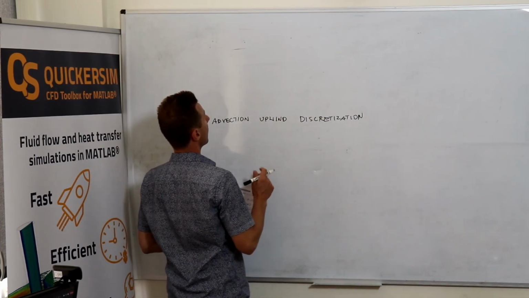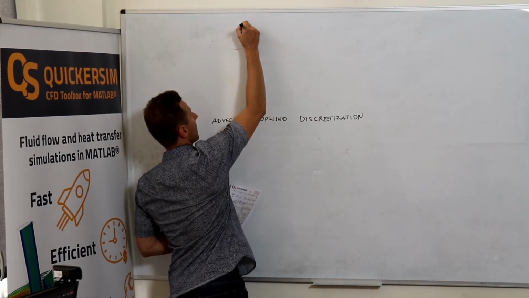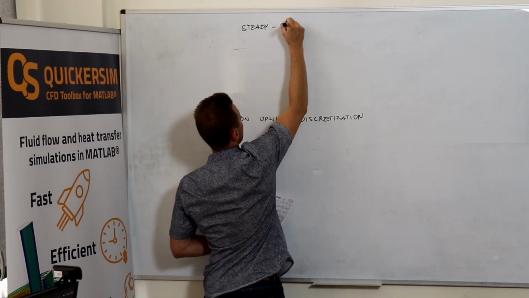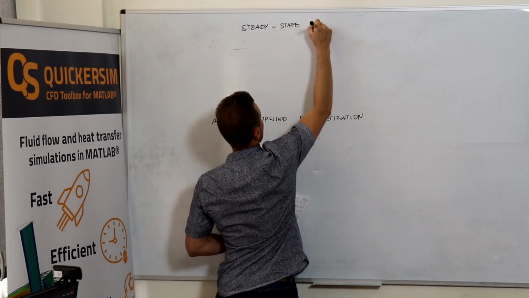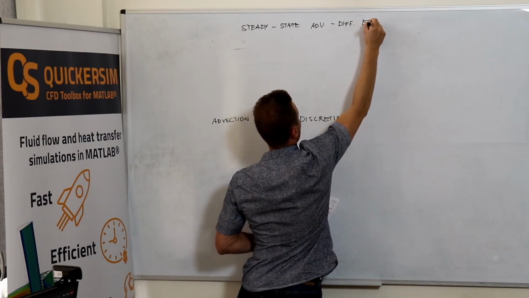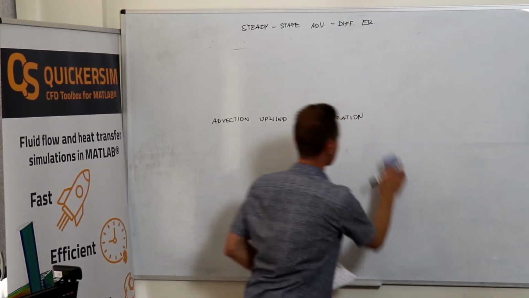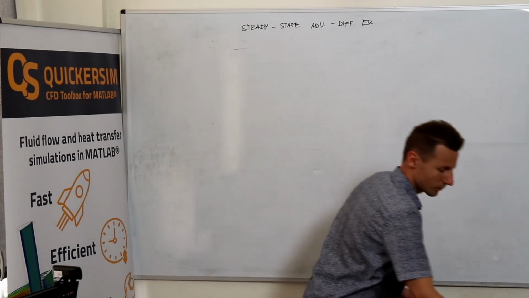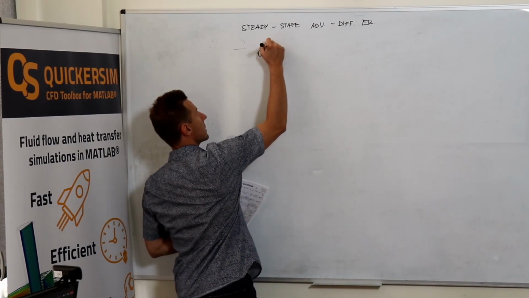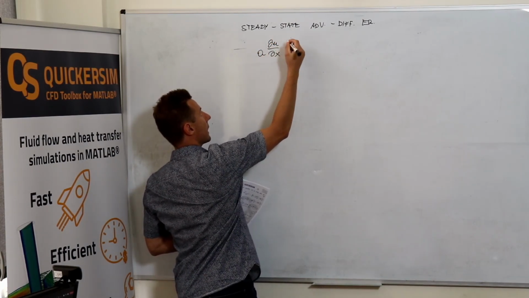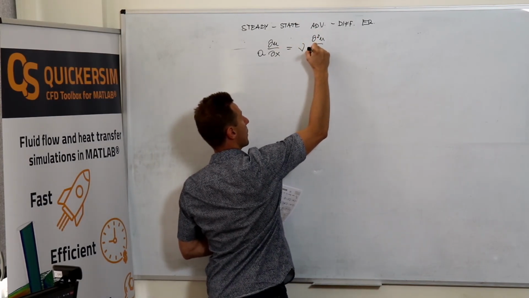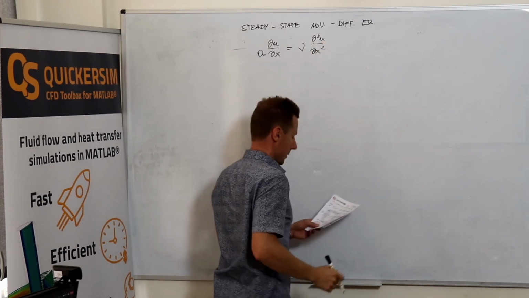Right now, let me write the steady state advection diffusion equation. Obviously, this is A du/dx equals diffusivity times the second derivative of u with respect to x.